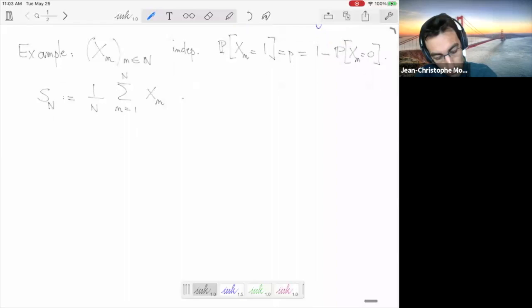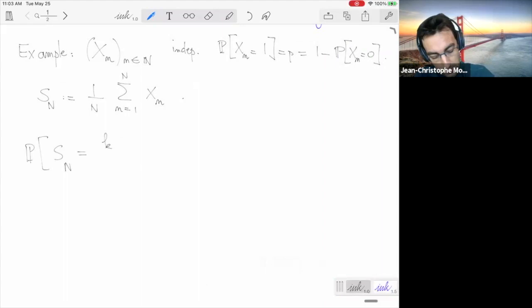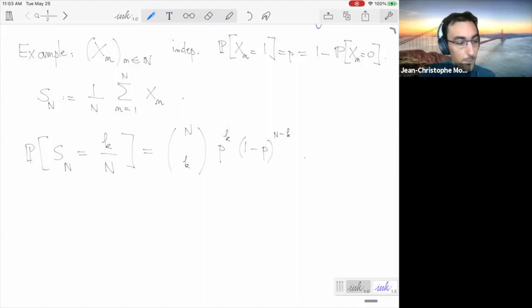So yes, in this context, we're going to be able to compute things exactly, essentially, because if I ask myself, what's the probability that Sn is equal to k over n for k between 0 and n, then the answer is just n choose k, and then p to the k, 1 minus p to the n minus k. I think this is clear.